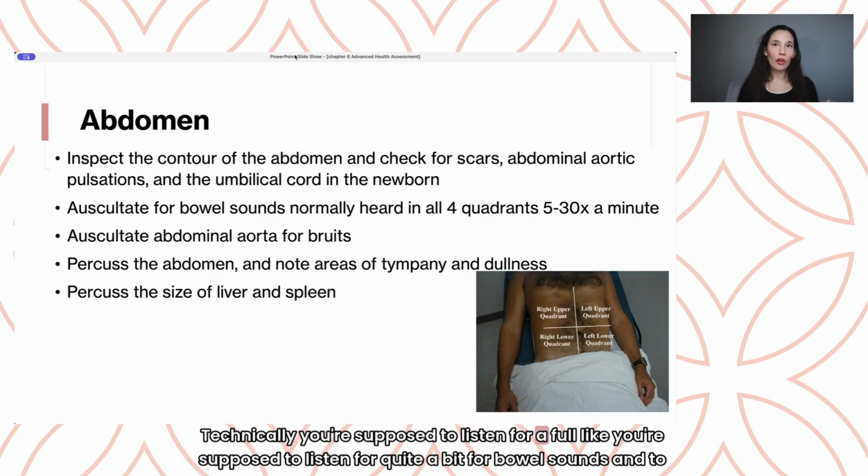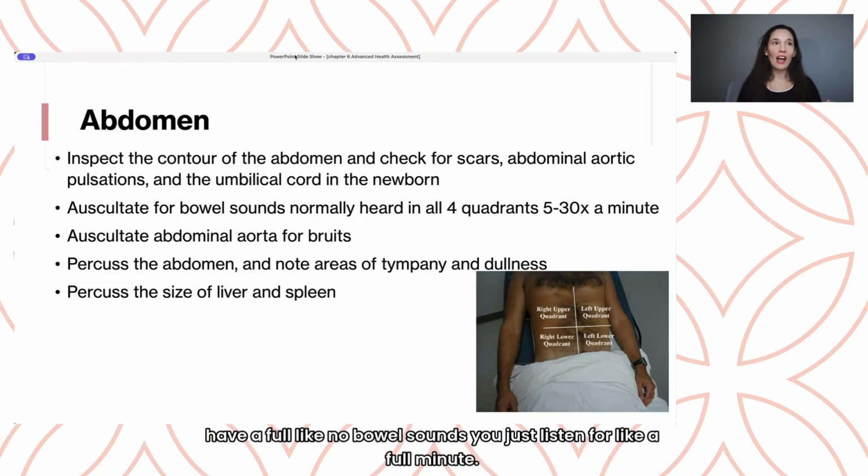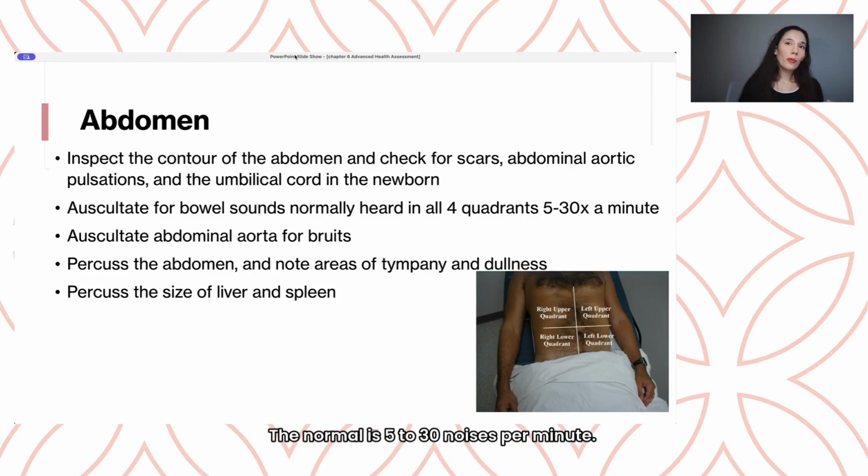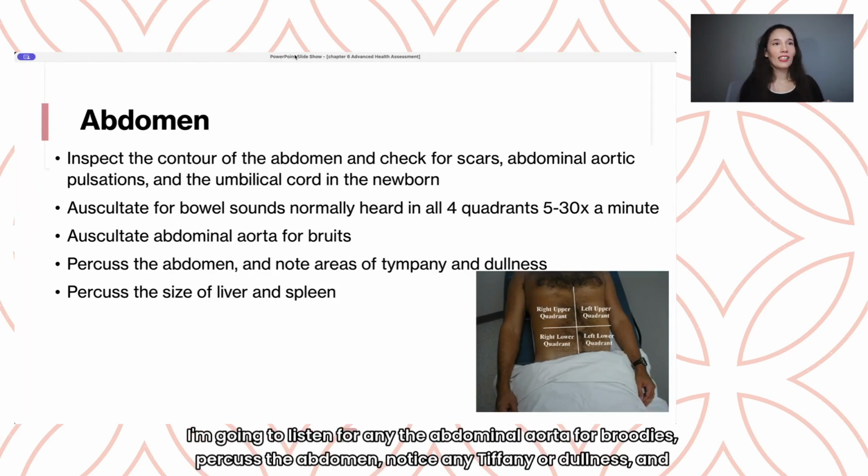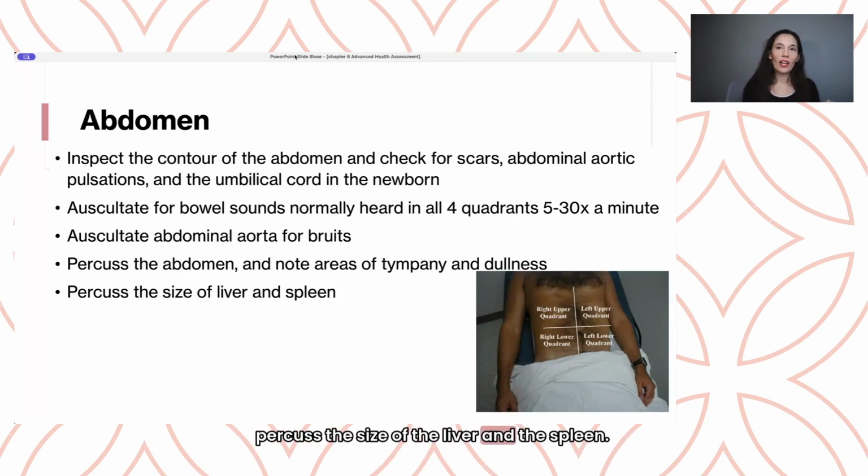Technically, you're supposed to listen for quite a bit for bowel sounds. To have a full no bowel sounds, you just listen for a full minute. The normal is 5 to 30 noises per minute. Want to listen to the abdominal aorta for bruits, percuss the abdomen, notice any tympany or dullness, and percuss the size of the liver and the spleen.